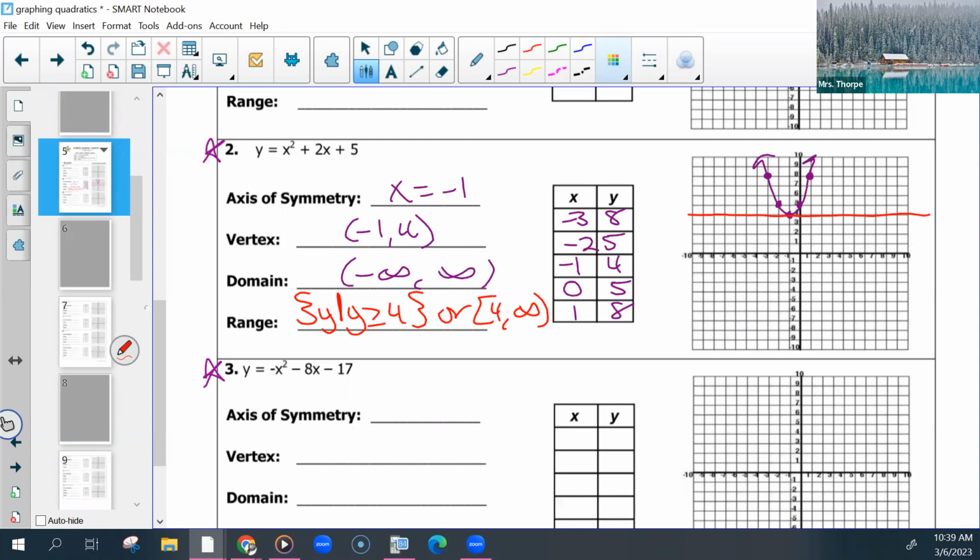Remember that you won't be tested on domain and range for this unit, but it's good practice for when you are tested next unit. Questions on any of those things? Once you finish writing down everything, go ahead and put number 3 in your y equals.